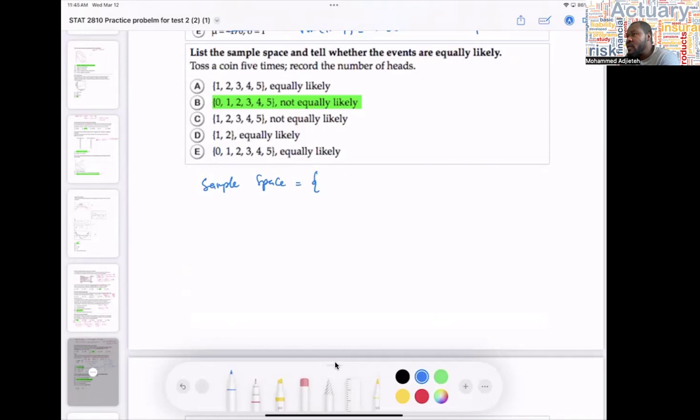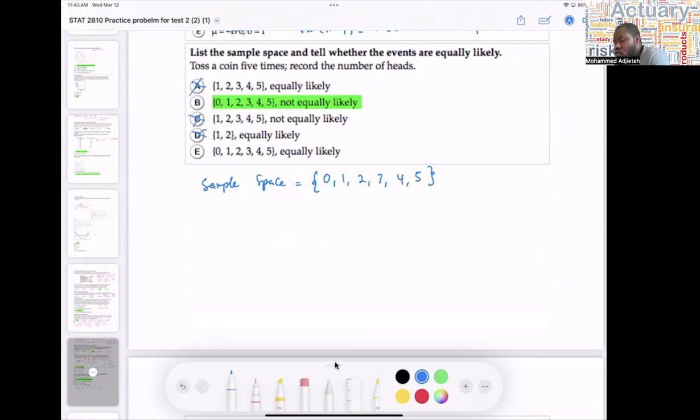We could toss the coin 5 times and get all tails. If we get all tails, it means that we have 0 heads. We could also get 1 head, 2 heads, 3 heads, 4 heads, and if all 5 times we get heads, that is 5 heads. So based on this, we can see that this one is out, out, out. So you're left with these 2. We are just left with B and then E.